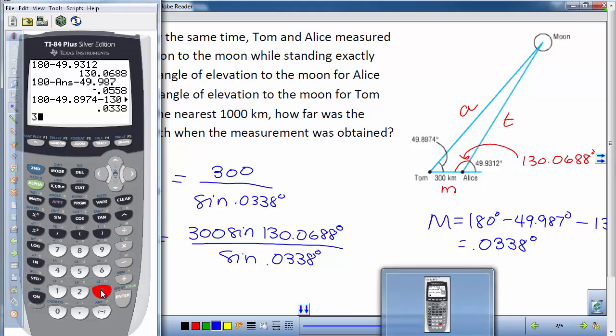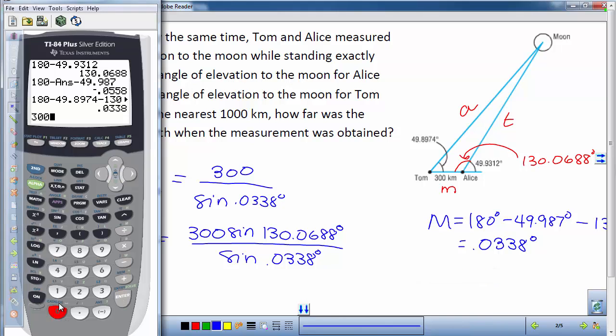Okay, so we get 300 times sine 130.0688. Well, we're talking about a long distance, right? To the moon, very long. Okay, divided by sine of 0.0338. And then they said round to the nearest thousands. So we would say, what, 390,000 miles? Okay.